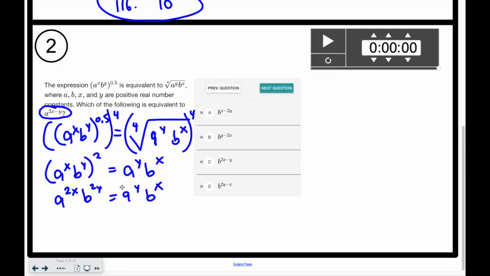Okay. So now the idea is if I want an expression with just a in it, I want to get the a's on one side, and I want the answer to have b's in it, so I'm going to get b's on the other. So I'm going to divide each side by a to the y, and each side by b to the 2x. That's going to divide this out and this. So now I have the a's on one side and the b's on the other.